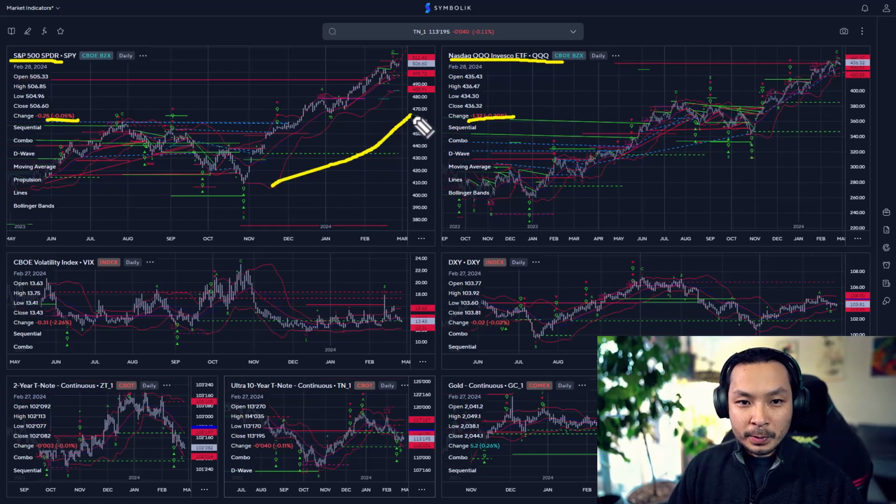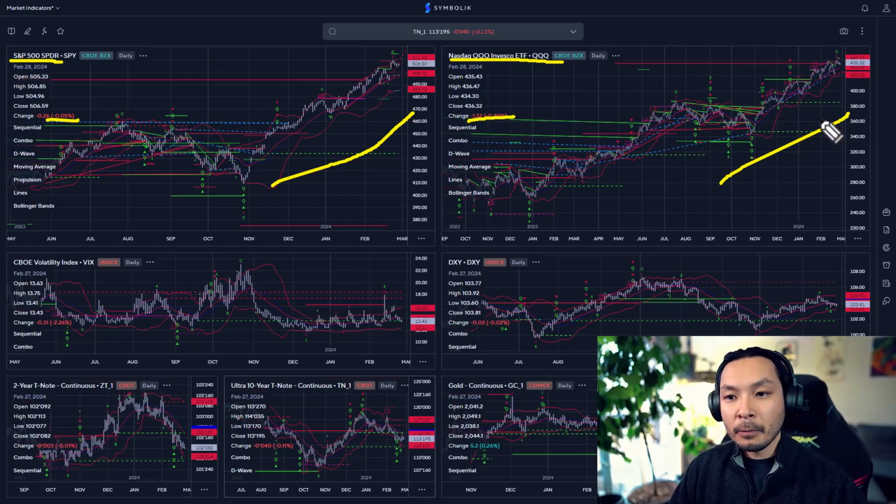I think from both charts we can see that they're both currently in uptrends, which is what this dashboard is meant for. It's really used to see the general direction of the macro market and to see how everything is currently behaving. The next thing I have on my dashboard is the VIX.